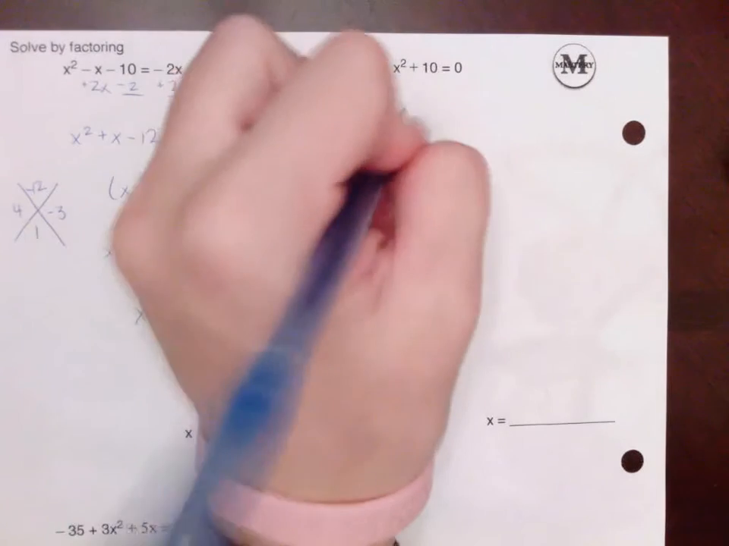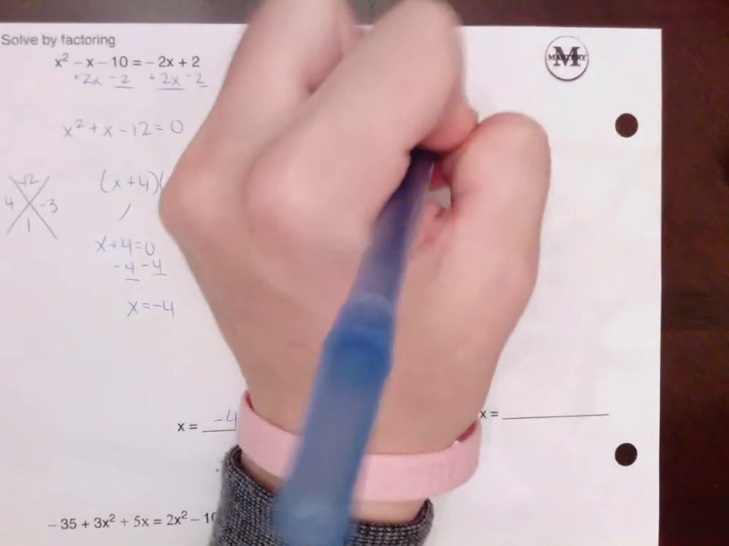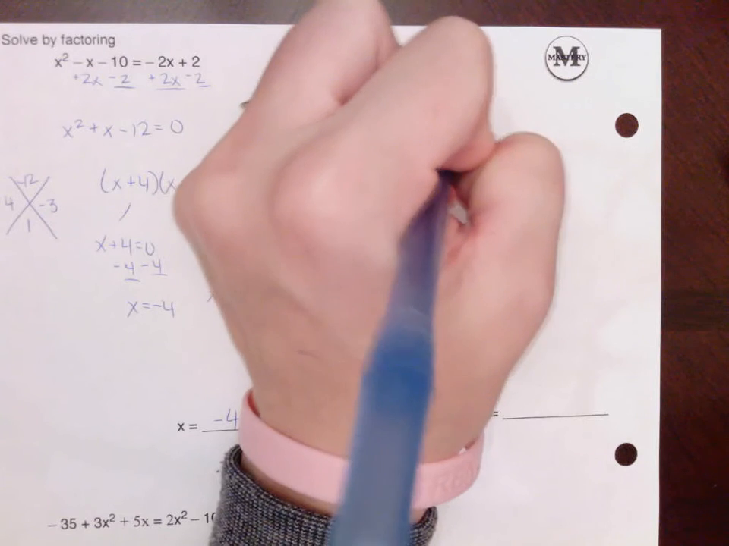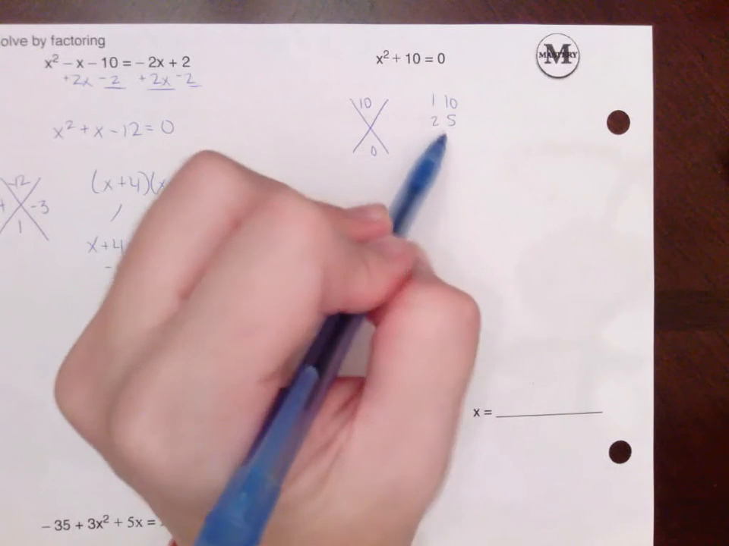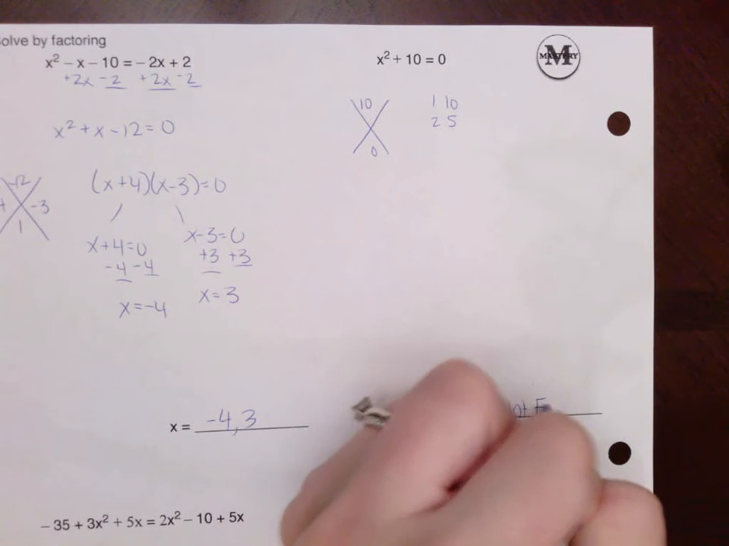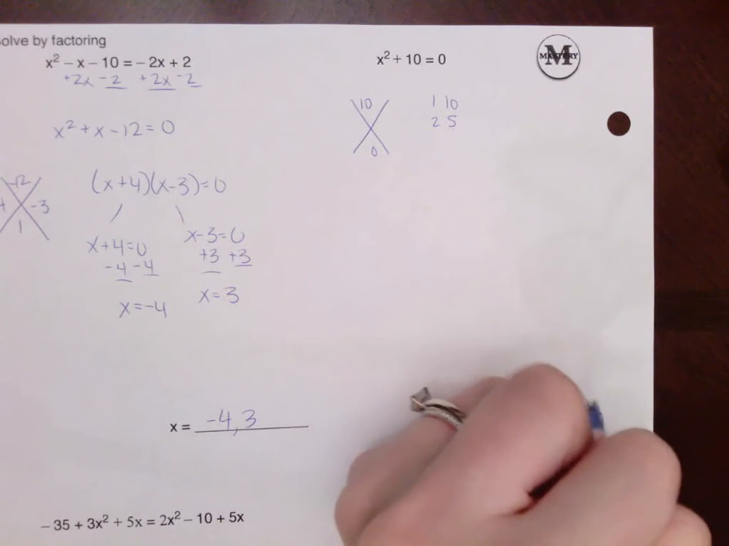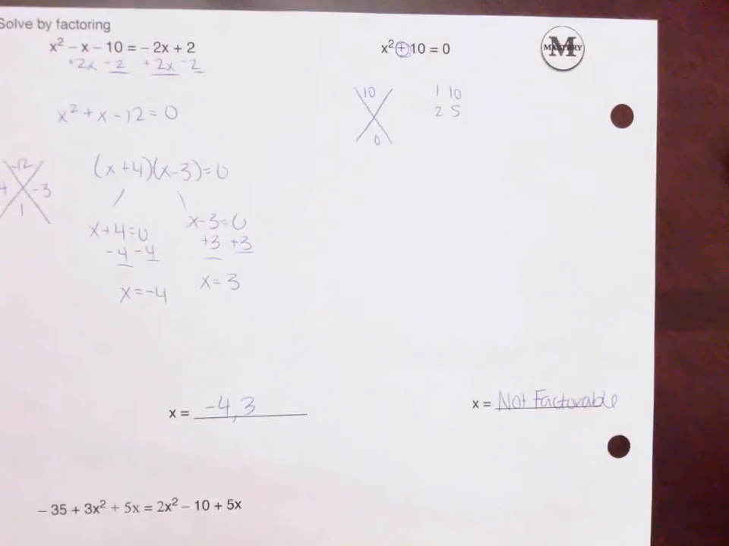This one here, we need to find factors of 10 that add to 0. Well, factors of 10 are 1 and 10, 2 and 5, and that's it. And none of them add to 0, so this one is not factorable. Looks like it should be difference of squares, but we're not taking the difference. It is a positive.